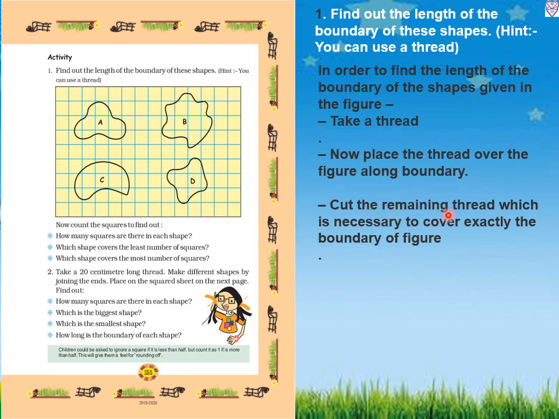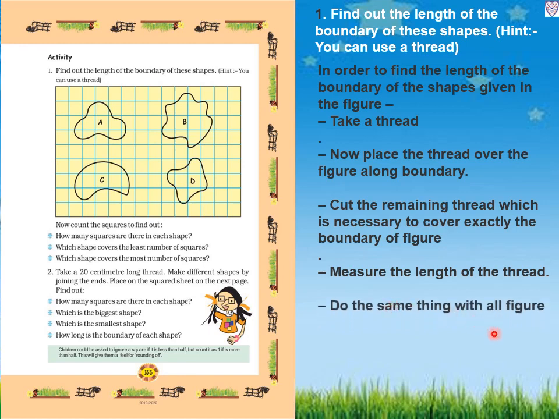Second, cut the remaining thread, keeping only what is necessary to cover exactly the boundary of the figure. So how much thread is required to cover the figure, that much we will cut. Then measure the length of the thread, how much it required for the boundary of the figure. Then do the same thing with all figures.